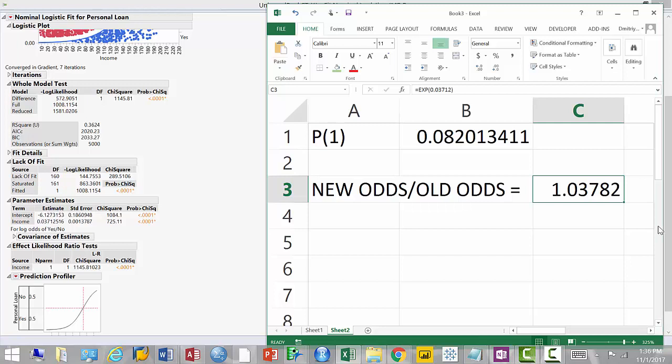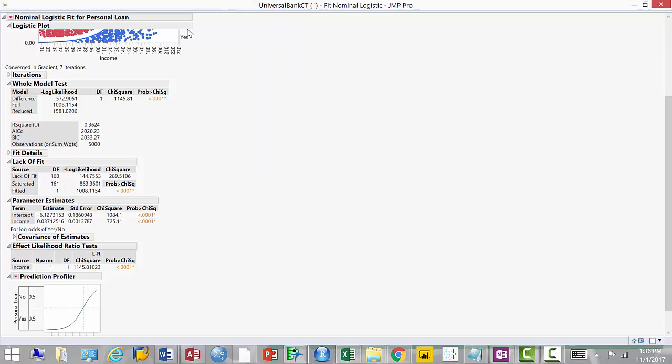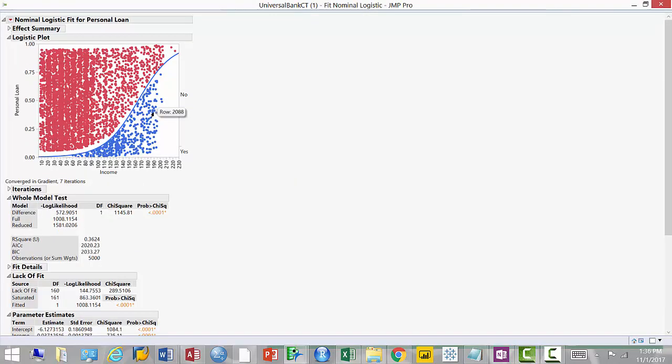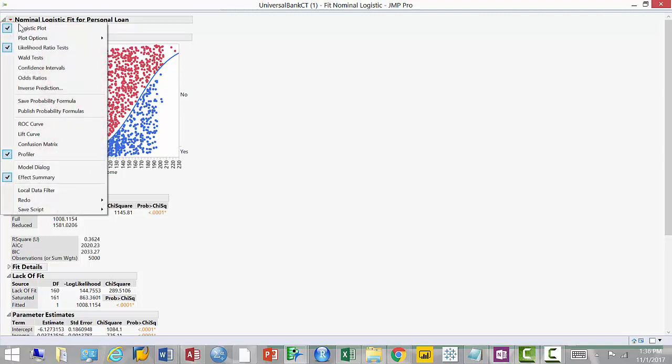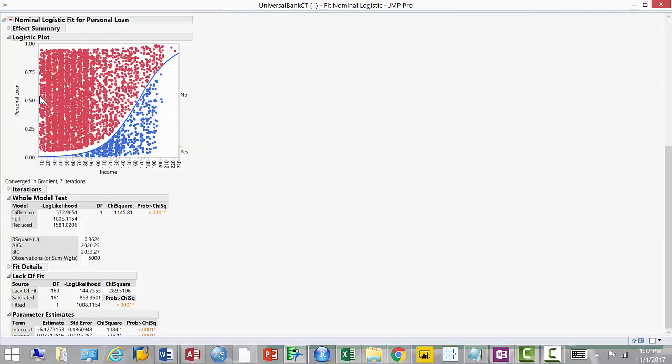Do you want to see an easy way? Let's do the easy way. I go back to my analysis, and can you guess where I'm looking? The red triangle, right? Everything that you may want to get in addition to the standard reporting is in the red triangle. You see the item that says odds ratio. Let's call it up.